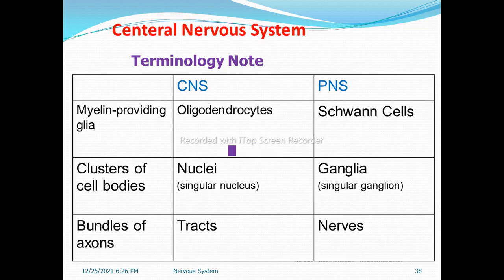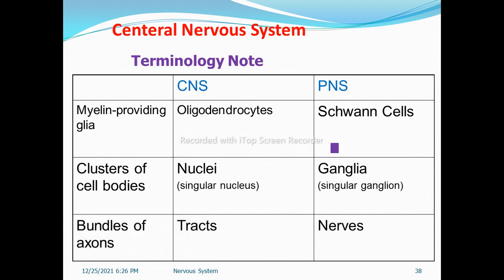So from that, the four are found in the central nervous system, like microglial cells, ependymal cells, astrocytes, and oligodendrocytes. But the latter two are found in the peripheral nervous system, like Schwann cells and satellite cells. So they are 6. Oligodendrocytes are responsible for providing myelin in the CNS, whereas Schwann cells, or neurolemmocytes, produce myelin for the peripheral nervous system.